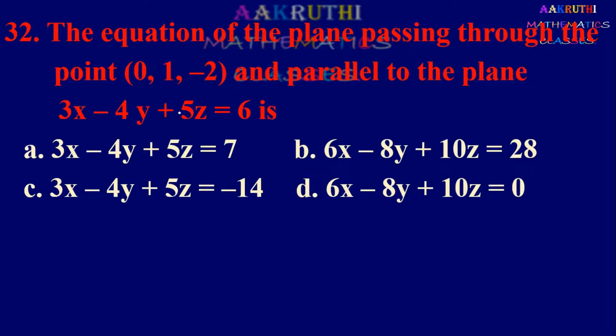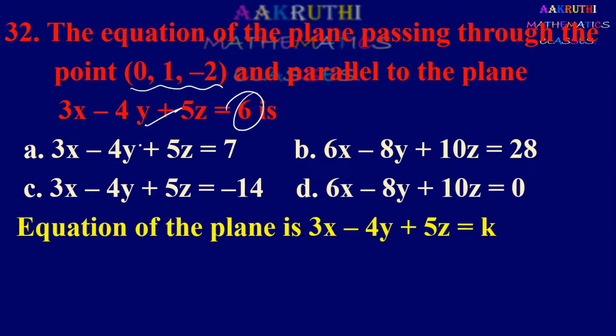So here we have to find a plane which is parallel to this and passing through the point (0, 1, -2). It is the same as with straight lines. When two lines are parallel, only the constant changes. In the same way, when two planes are parallel, we only have to change the constant. So we can take the required equation of the plane as 3x minus 4y plus 5z equal to k.